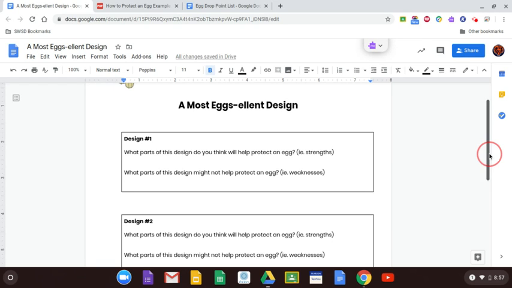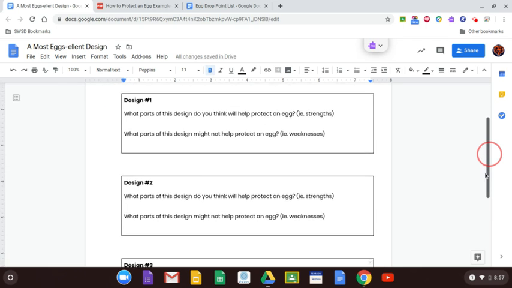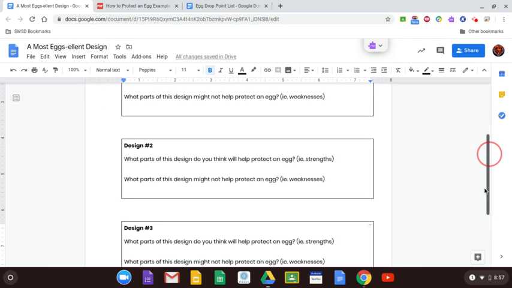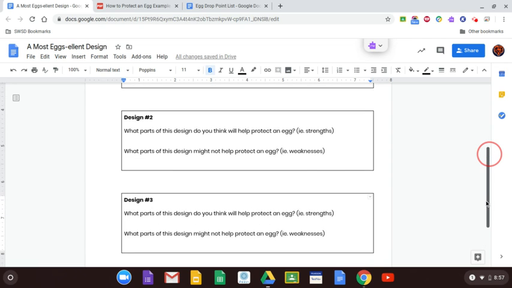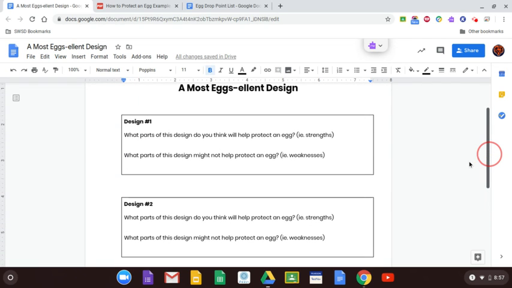So if you look at this document here, you see that there are three boxes. There's a design 1 box, design 2, and a design 3 box. And in each box, it asks 2 questions. Which parts of this design do you think will help to protect the egg? And which parts of this design might not help protect an egg? So again, strengths versus weaknesses.